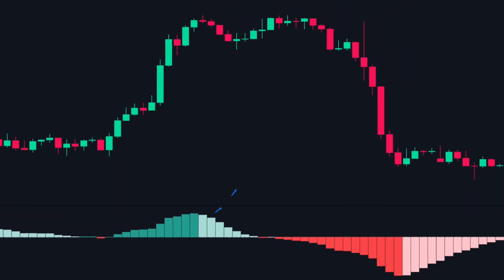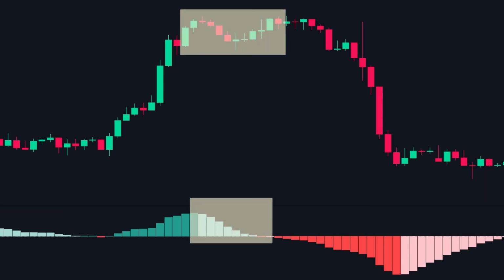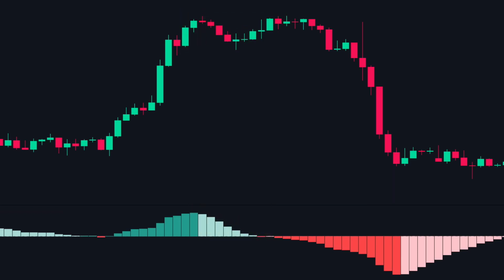Then, when the histogram starts to fall or decrease in size, it is time to get out of the trade. This indicates that the momentum has decreased, and a reversal or a sideways trend may establish itself. As you can see, the shrinking of the histogram coincides with this sideways range. Then we have this down move.